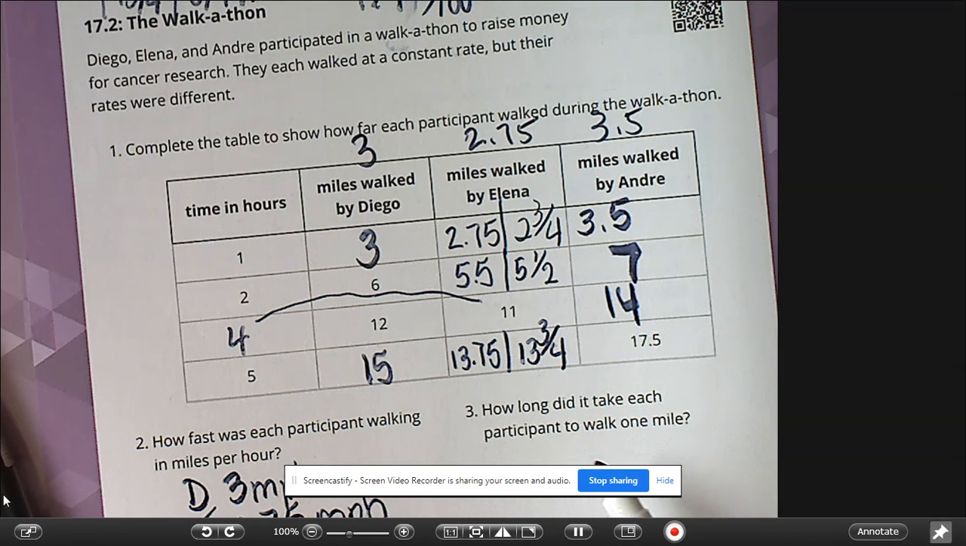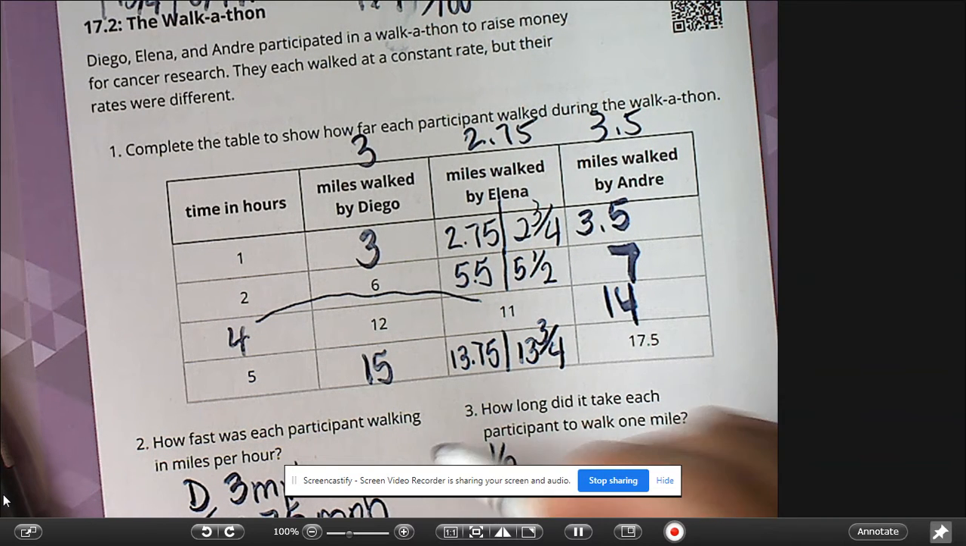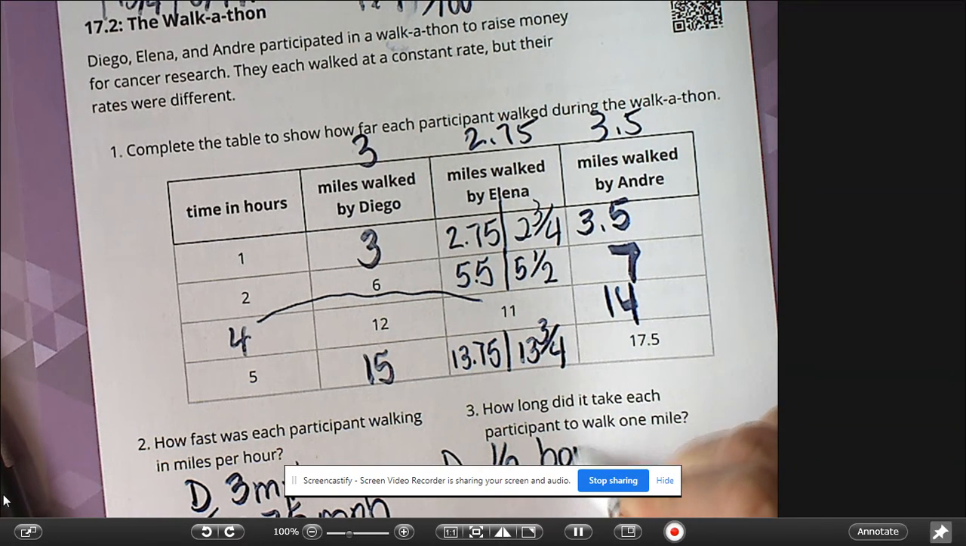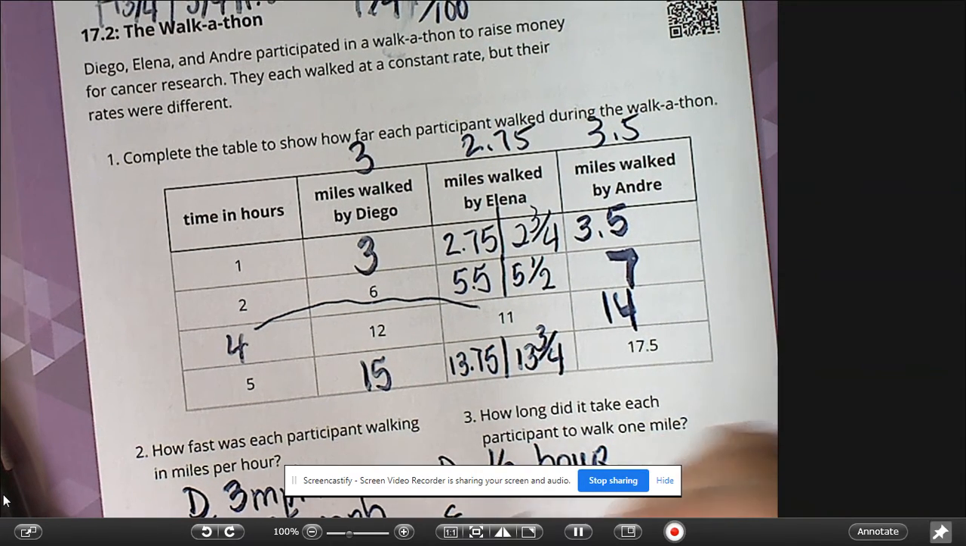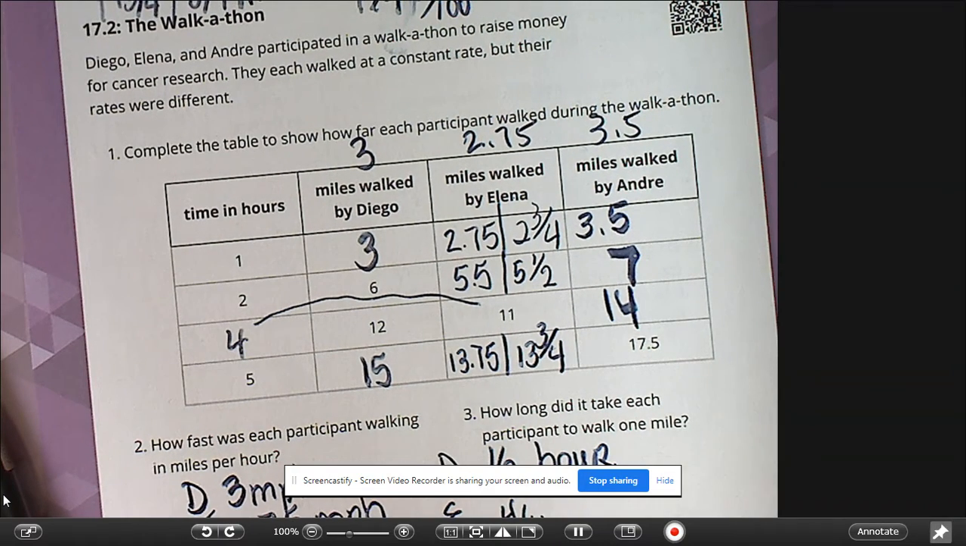And how long did it take each one of them to walk 1 mile? So Diego walked 1/3 of an hour. Elena walked 4/11. And Andre walked 2/7.